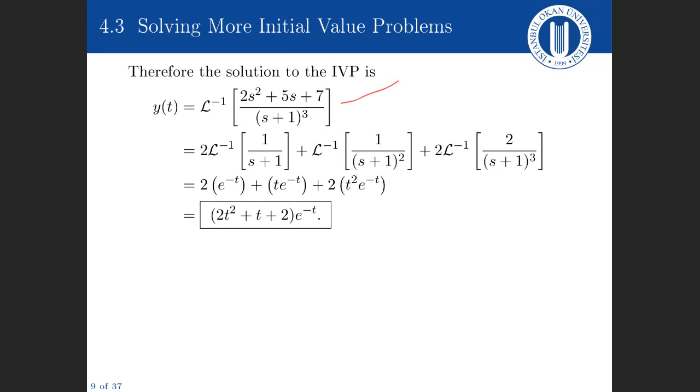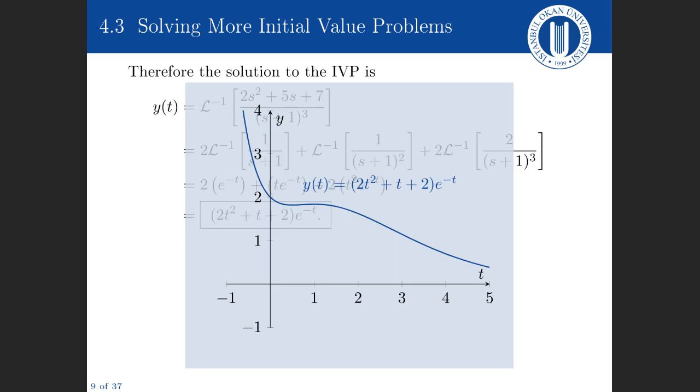We've said that the solution to the initial value problem is the inverse Laplace transform of this function, or splitting it up, it's 2 times the inverse Laplace transform of 1 over s plus 1, which we know is e to the power minus t, plus 1 times the inverse Laplace transform of 1 over s plus 1 squared, which we've said is t e to the power minus t, plus 2 times the inverse Laplace transform of 2 over s plus 1 cubed, which we've seen is t squared e to the power minus t. So the solution to this problem is 2t squared plus t plus 2 multiplied by e to the power minus t. And I can show you a graph of this function.